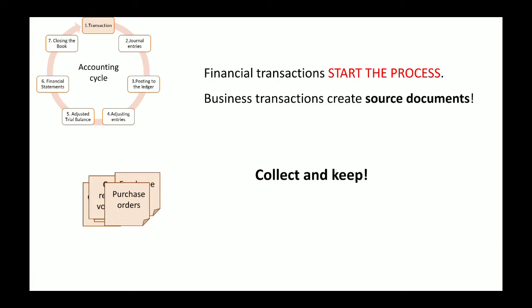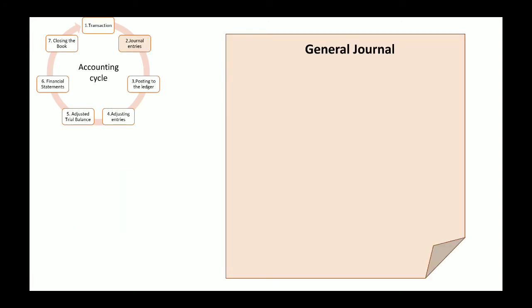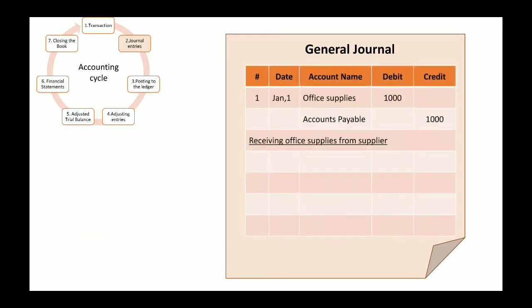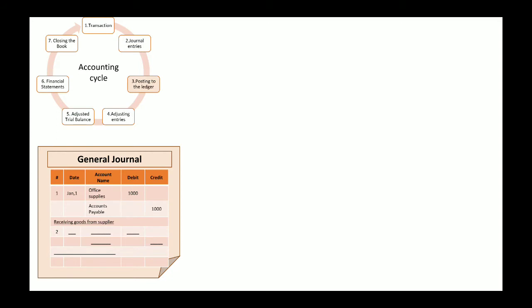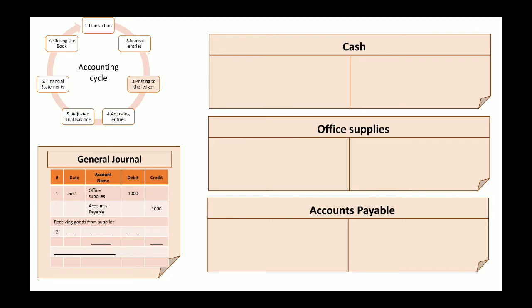The next step of accounting cycle is journal entries. After collecting data, we record the entries into the books of accounts. Each transaction is transferred to the general journal in chronological order. Then journal entries are transferred to the general ledger accounts, such as cash, office supplies, accounts payable, and so on.